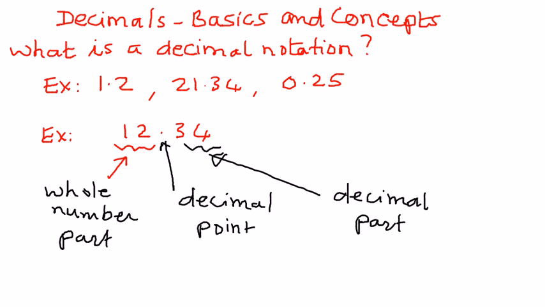So we normally read these types of numbers as 12.34. That is how we want to distinguish decimal numbers from whole numbers. We encounter decimal numbers on a regular basis, and I want to relate that to money, because we are dealing with money on a regular basis.